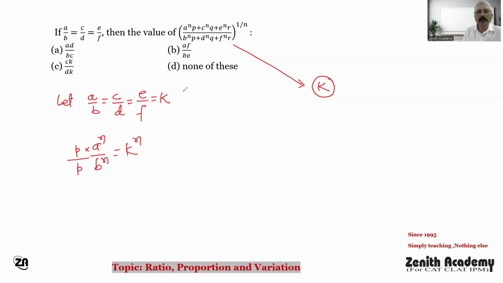So see, here a to the power n into p plus c to the power n into q. Don't you think it is a to the power n upon b to the power n multiplied by p, that is a to the power n p over b to the power n p. Similarly, here multiplied by q, c to the power n upon d to the power n, and e to the power n upon f to the power n, here numerator and denominator both multiplied by r.